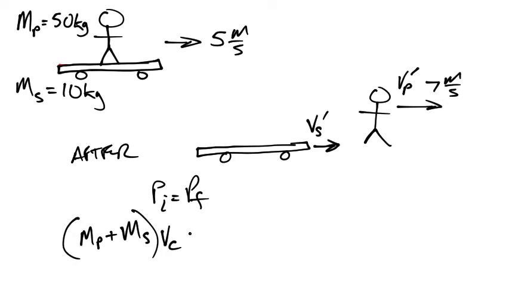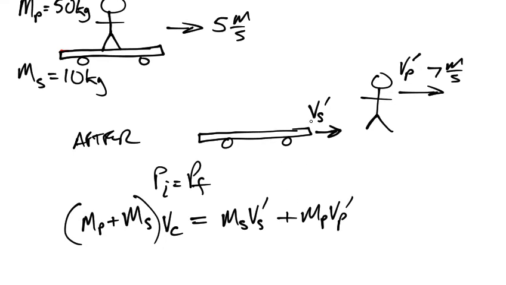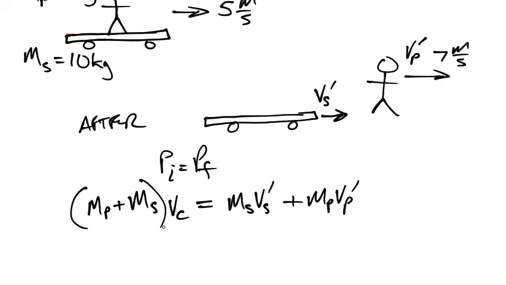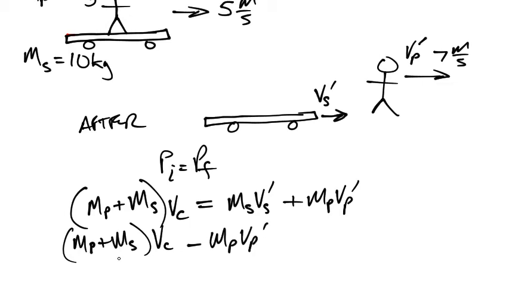And then I'm going to say, okay, that's the initial velocity of the couple. And then afterwards, I have two separate masses. And the one that I'm looking for is Vs prime. Okay, so now I'm going to solve for Vs prime algebraically. (MP plus MS) times Vc, which is the couple velocity, minus MP Vp prime, all over MS is equal to Vs prime.